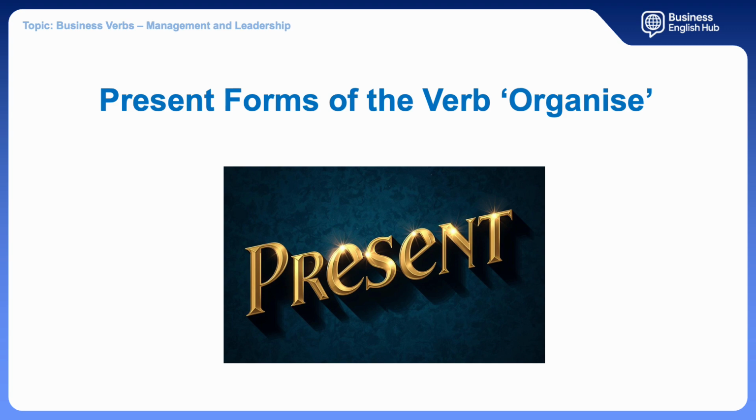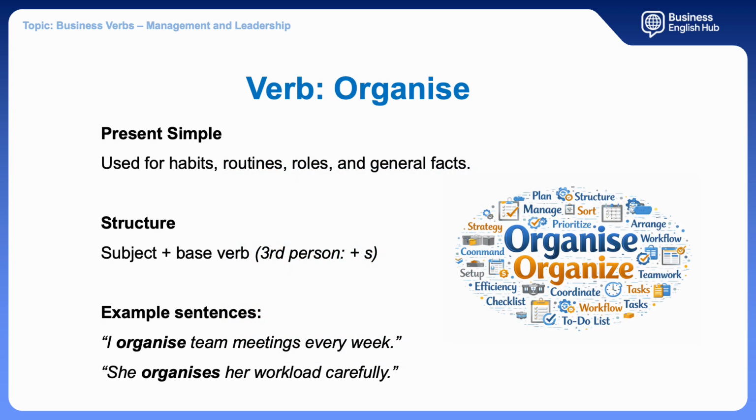First, we're going to look at the present forms of the verb organise. The present simple of the verb organise is used for habits, routines, roles, and general facts. 2 example sentences include: I organise team meetings every week. She organises her workload carefully.